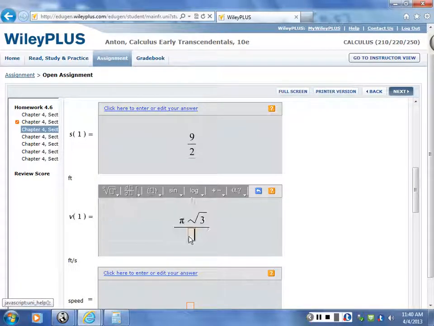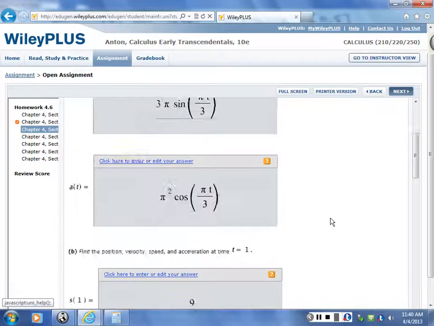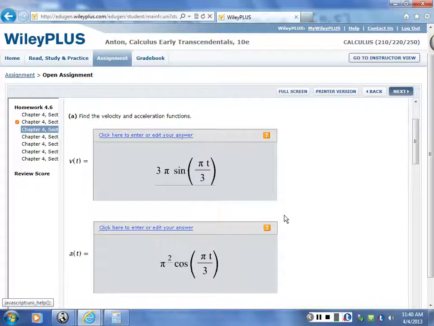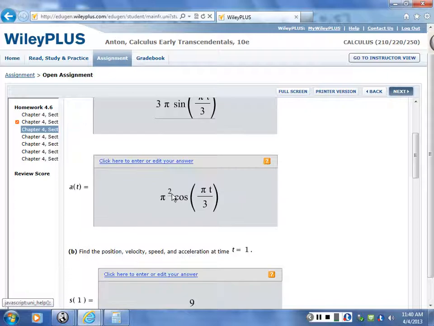Do we think we have an issue? No, but it's the wrong one for the top one? I don't think so. What's cosine? Yeah, we did. That was 1/2, right? And sine was the square root of 3 over 2. So we have 3 pi square root of 3 over 2. Acceleration at 1 is going to be pi squared over 2.